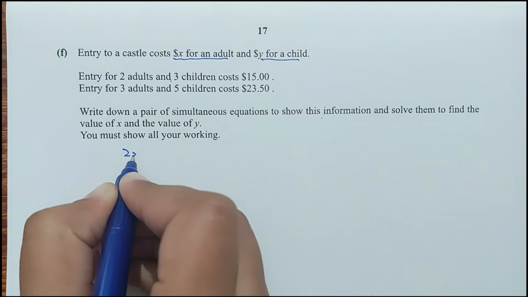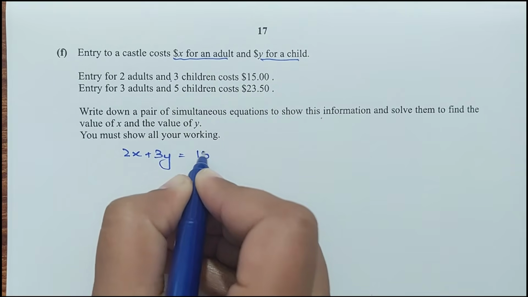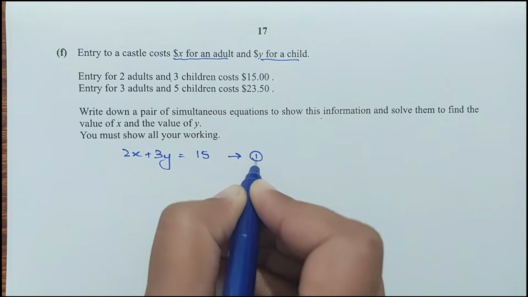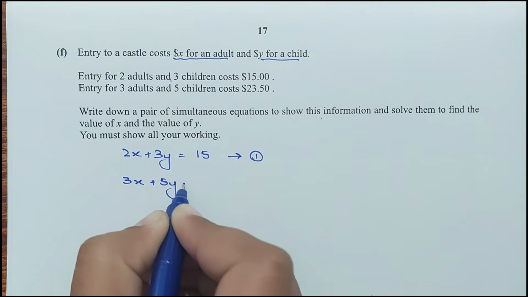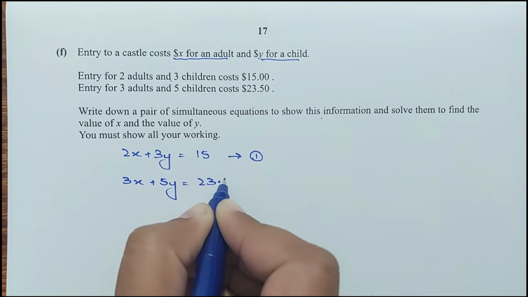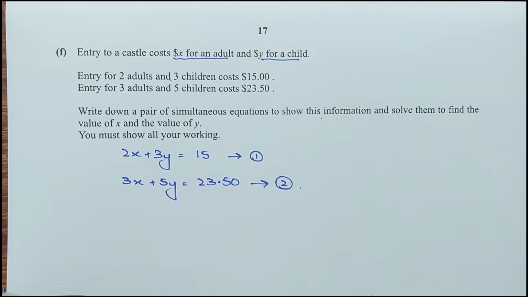So 2 adults and 3 children equals 15. This is my first equation. 3 adults and 5 children equals 23.50. That is my second equation, right? Now let me solve it.